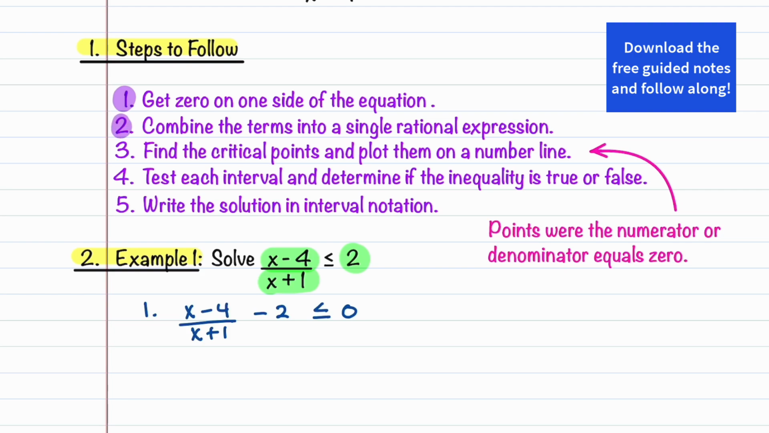Now let's look at our second step. It says to combine the terms into a single rational expression. To do that, we are going to have to get a common denominator, and our common denominator is going to be x + 1. So on the left, we have x - 4, and then our negative 2 has to get multiplied by x + 1, and then that is less than or equal to 0.